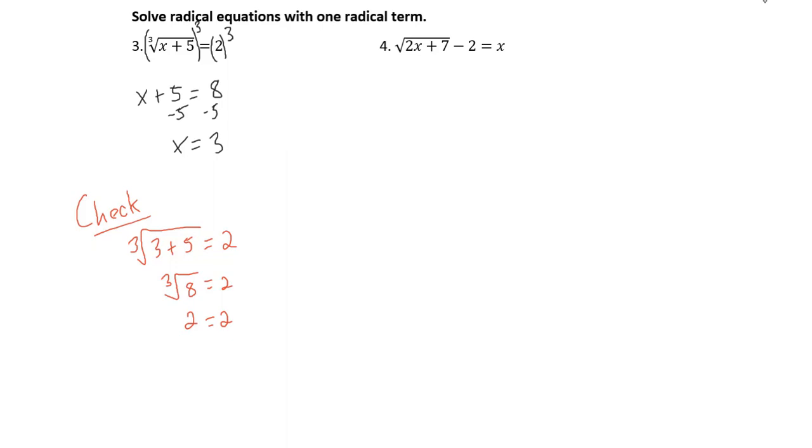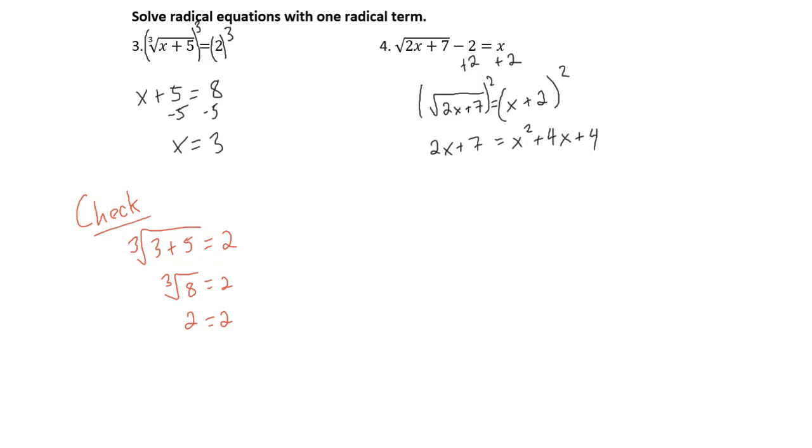So as you see here, this is our first one where the radical is not isolated, but we can change that very quickly by adding 2 to both sides. So then we have the square root of 2x plus 7 on the left, and on the right side we have x plus 2. And so now when we have it isolated, we can square both sides. On the left, we get 2x plus 7. On the right, we get x squared plus 4x plus 4.